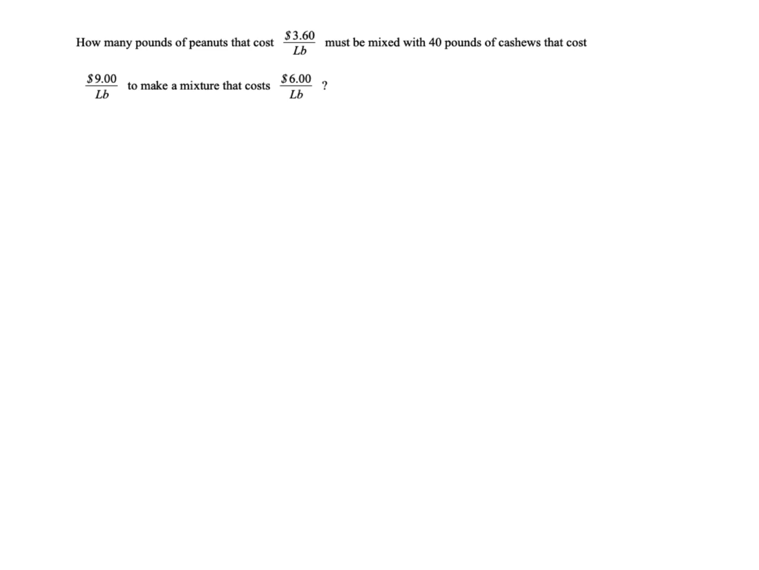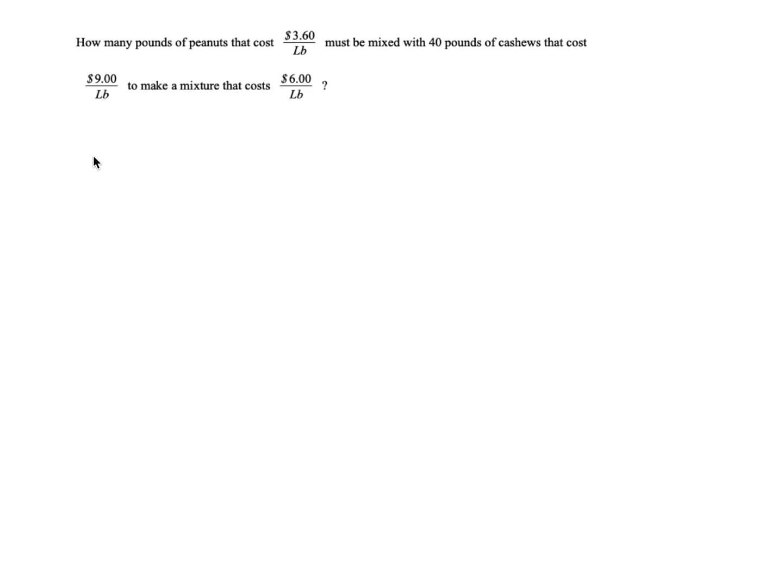Problem says, how many pounds of peanuts that cost $3.60 a pound must be mixed with 40 pounds of cashews that cost $9 a pound if you want the final mixture to cost $6 per pound? So this is going to involve setting up a system of equations based on the previous examples that I had done with mixtures of this same type. This time we're being asked for a weight.